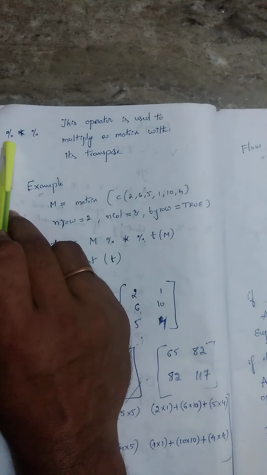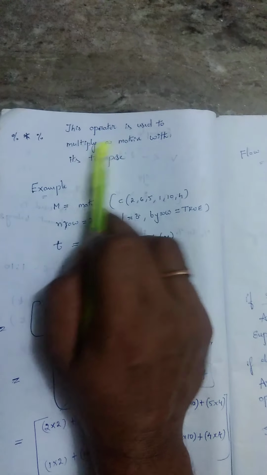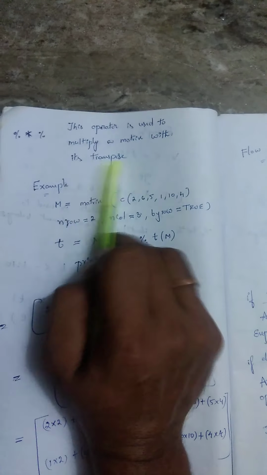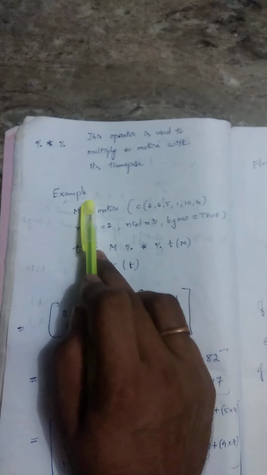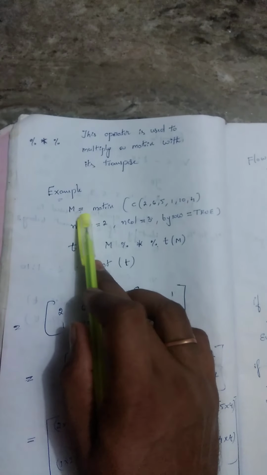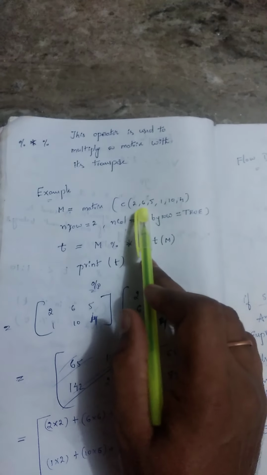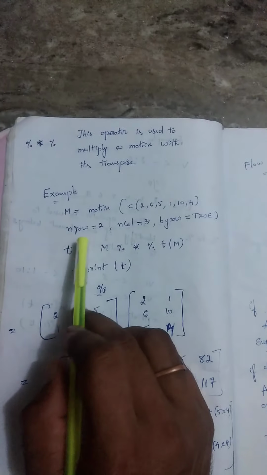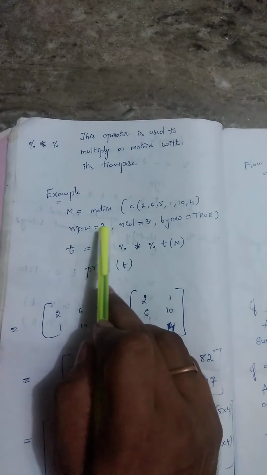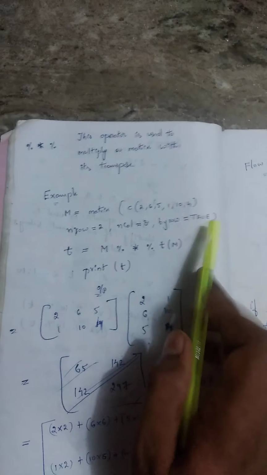Coming to the next operator, %*%. This operator is used to multiply a matrix with its transpose. Example: M is the matrix. With the help of the matrix function, we pass a c function with elements 2, 6, 5, 1, 10, 4. Number of rows is 2, number of columns is 3, and byrow is TRUE.